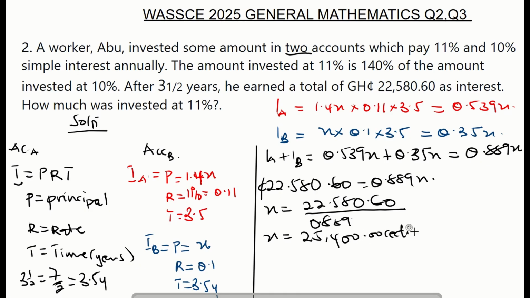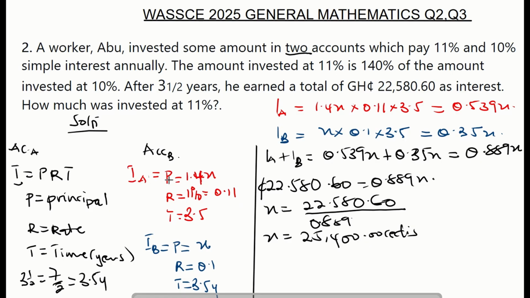cedis. But this x is actually the initial amount invested in account B, the amount invested at the interest rate of 10%. But the question is asking how much was invested at 11%, which is actually account A. Our account A has the initial amount invested to be 140% of that of B, which is the same as 1.4 times x.